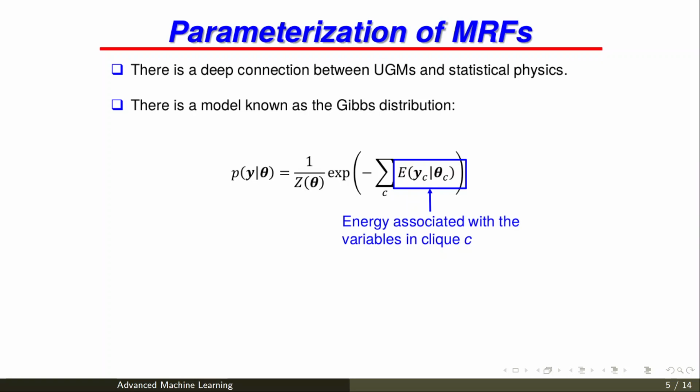So maximum energy means minimum stability, right? So here the potential is e to the power minus E, so the energy should be minimum, right?